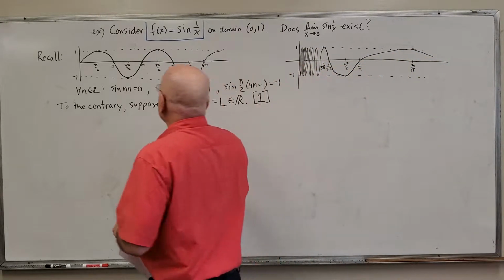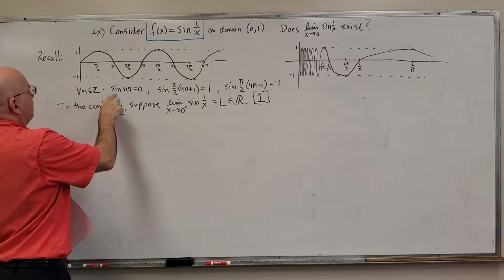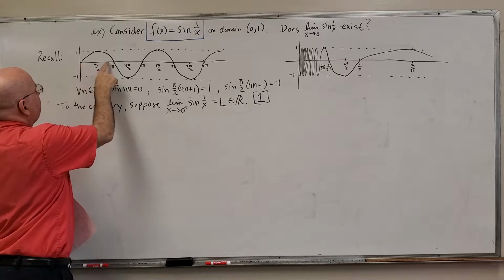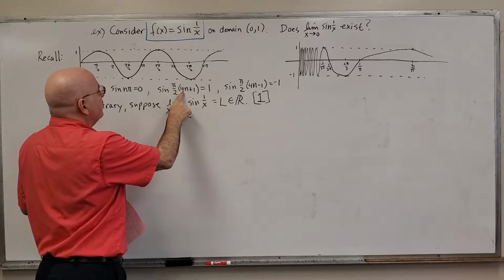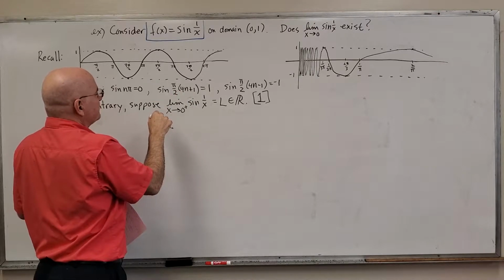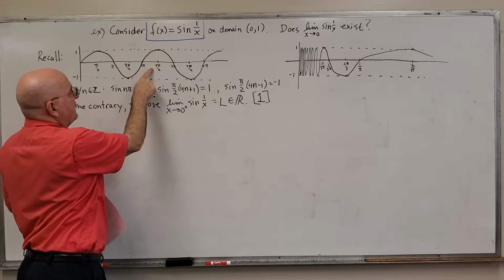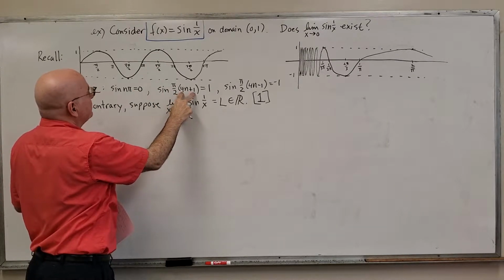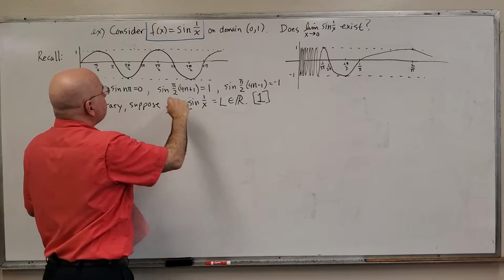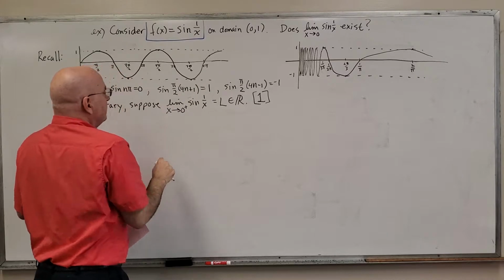Well, I started off by graphing just the sine function, and we see how repetitive it is. Sine of n pi, every multiple of pi, is 0. Sine of pi over 2 times 4n plus 1. So take, for example, 5 pi over 2. That's 4 times 1 plus 1 gives us the 5. 5 pi over 2. Then 9 pi over 2 would be the next case.